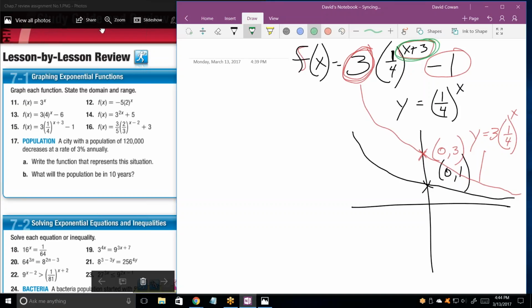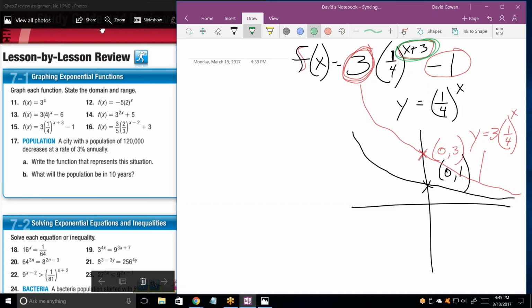And the -1 is outside the parent function. So this 3 in red is a vertical stretch. This -1 circled in red is going to be a vertical shift. But the green is going to be horizontal in nature. And it's going to be a horizontal shift because it's added or subtracted to the x. Okay? Which way is it being shifted? To the left or the right? To the left. Correct. Because it's in the parentheses.